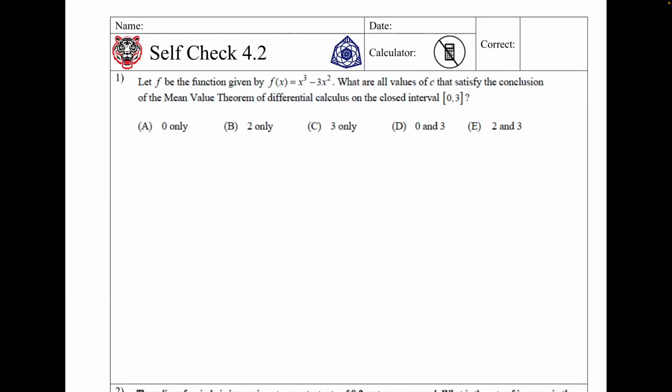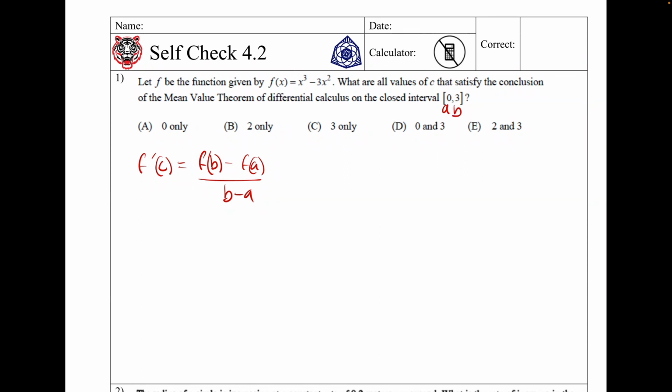All right, self-check 4.2 for AP Calculus AP. Let f be a function satisfying the mean value theorem. So again, we're doing f prime of c, just the definition of the mean value theorem, which is equal to f of b minus f of a all over b minus a. We have our a is 0, our b is 3.